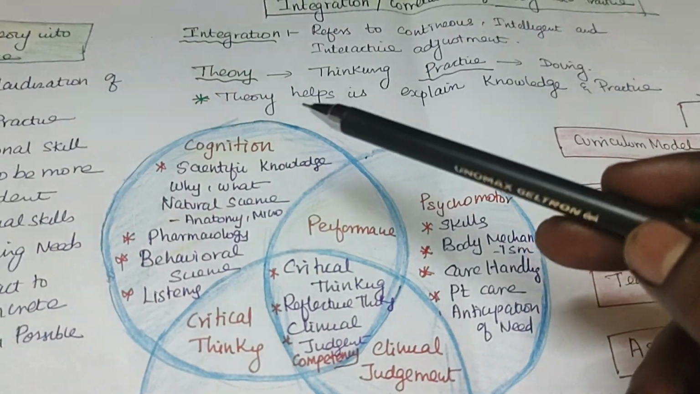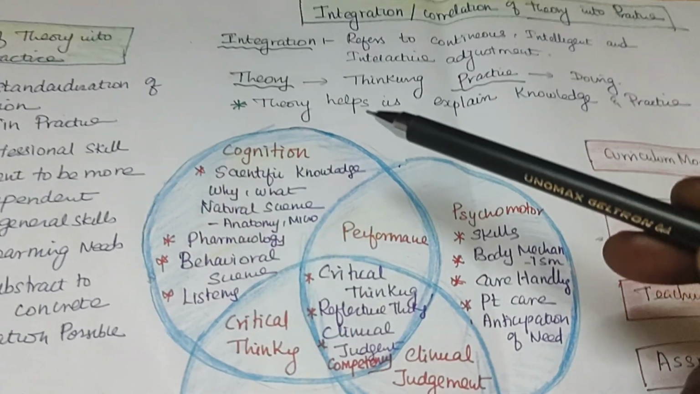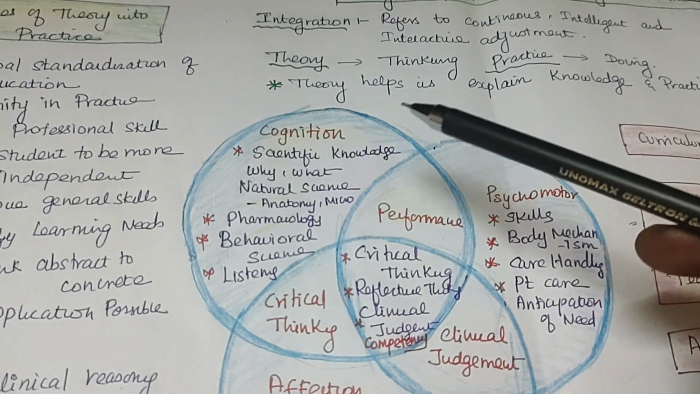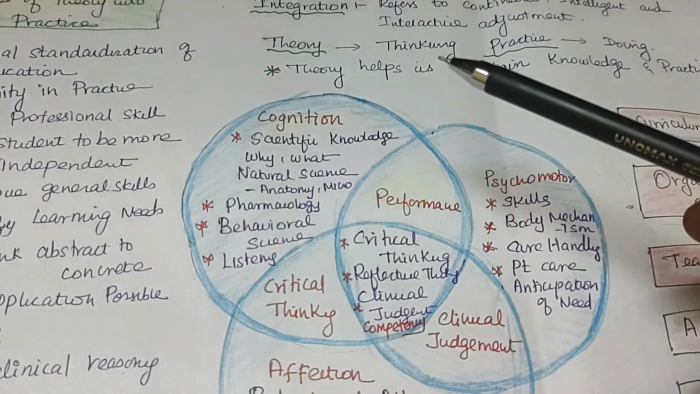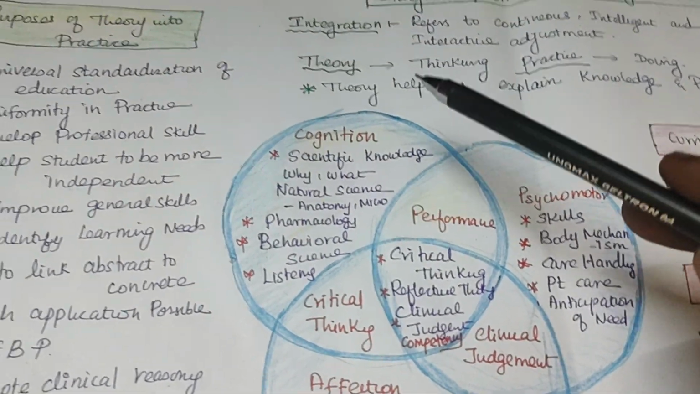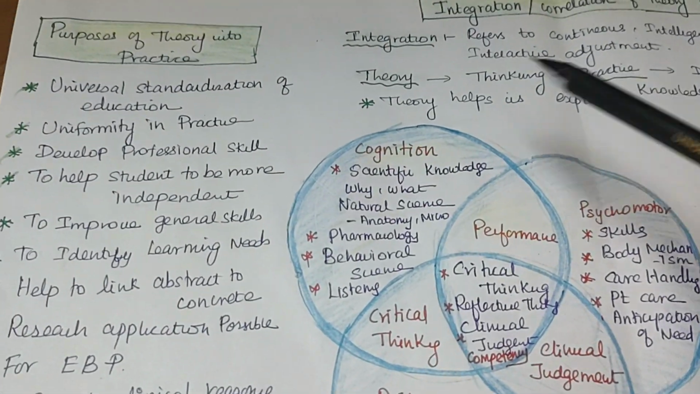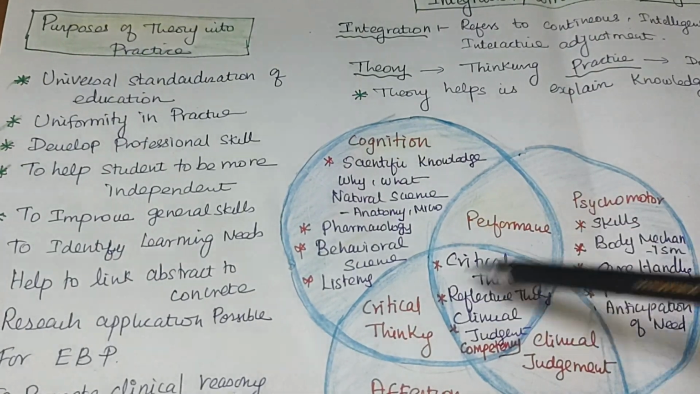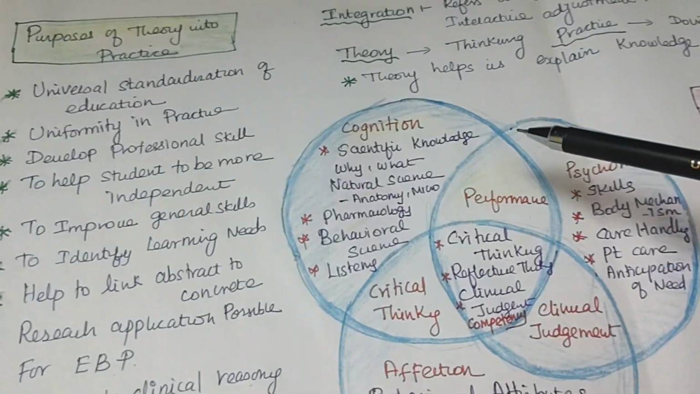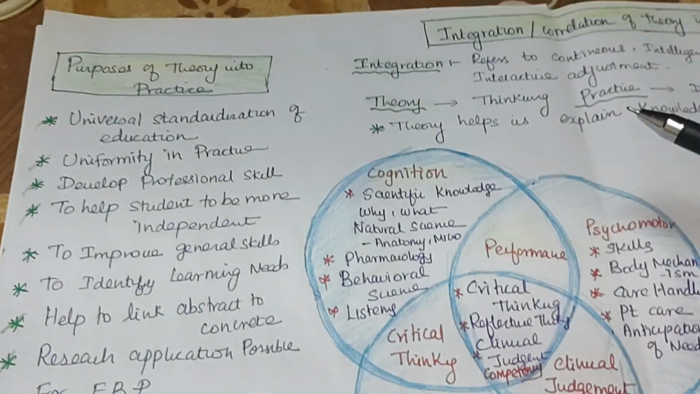Why? If you see the definition of theory, theory is a set of concepts, ideas, propositions, and interrelating of the concepts in order to view a particular phenomenon. So it is helping to guide the action. So theory and practice should be correlated with each other in order to bring the best practice in nursing.